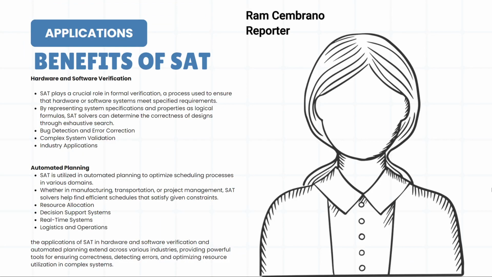So these are the applications and benefits of SAT. In terms of hardware and software verification, number 1: SAT plays a crucial role in formal verification, a process used to ensure that hardware or software systems meet specified requirements. Number 2: by representing system specifications and properties as logical formulas, SAT solvers can determine the correctness of designs through exhaustive search.